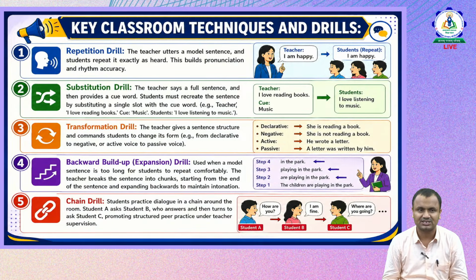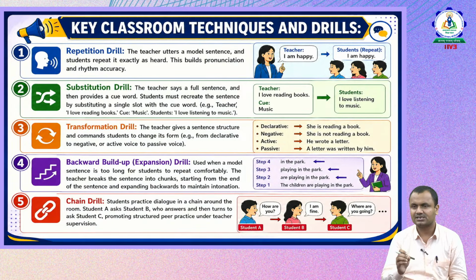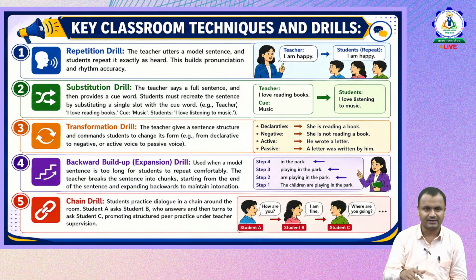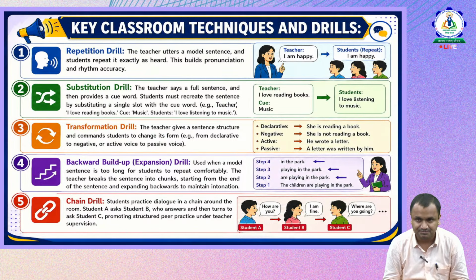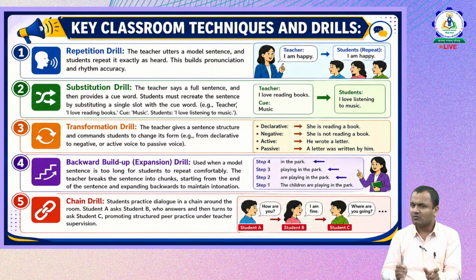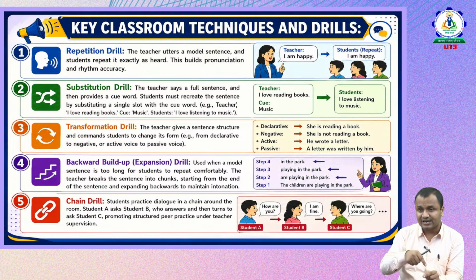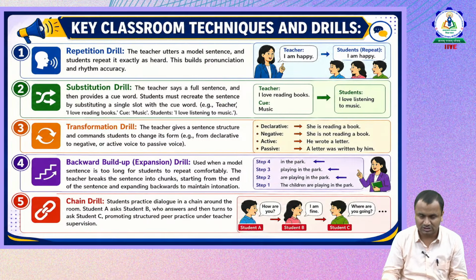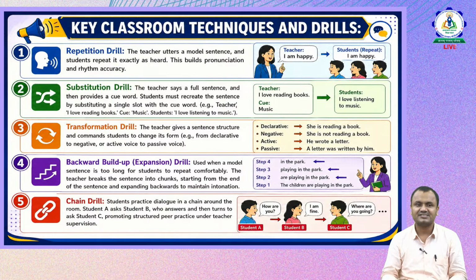First is repetition drill. It's very simple. The teacher will utter something, and the student will repeat. The teacher will pronounce some dialogue, and the student will repeat. Then substitution drill. The teacher will give one sentence, give some cue or hint, and ask the student to substitute that particular word into the sentence. Then transformation drill. What is a transformation drill?